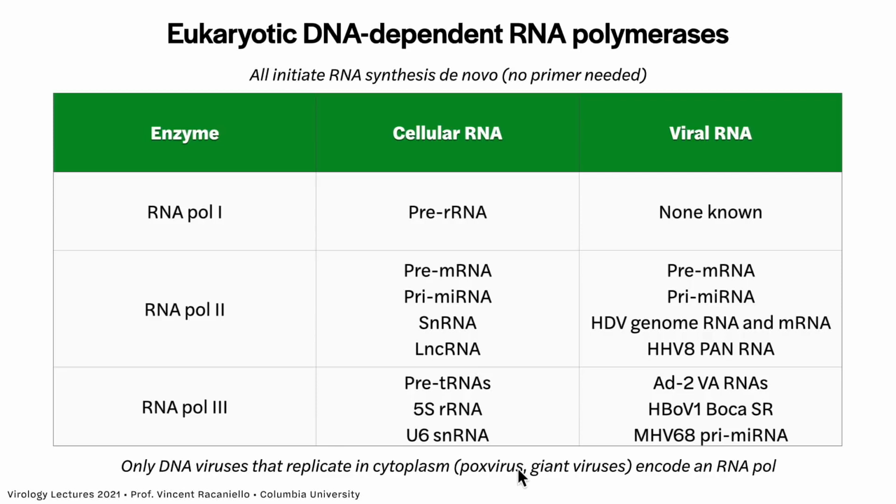Because the RNA polymerase is in the nucleus. All these enzymes here, they're in the nucleus of the cell. So if the virus is in the cytosol, it can't use that, and so it needs to make its own. By the way, the other important point here is that all of these polymerases initiate synthesis de novo, no primer needed for any of them, unlike the RNA-dependent RNA polymerases where some need a primer and some don't.